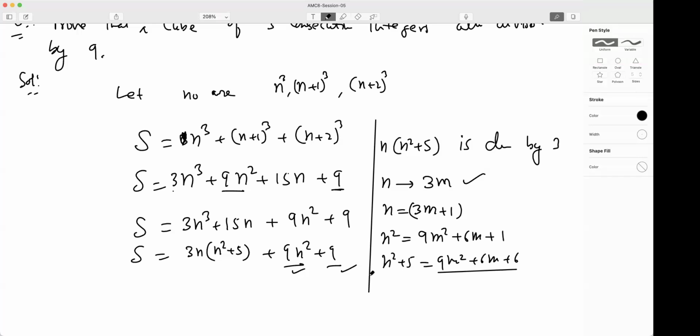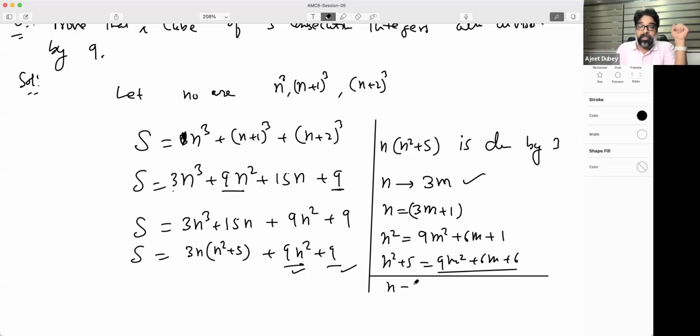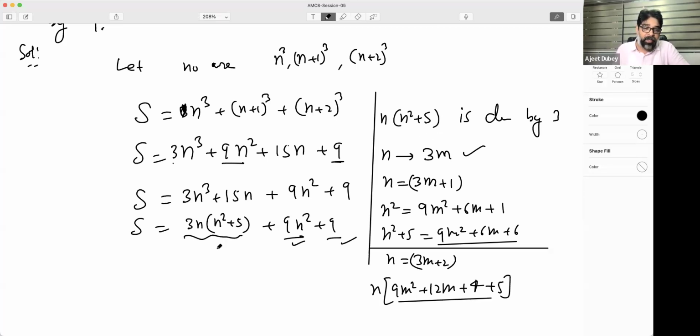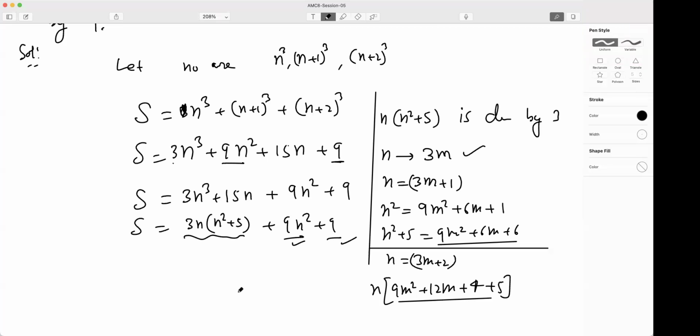Yes, sir. So the other possibility is n equal to 3m plus 2. If you put it here, 3m plus 2 whole square will be 9m square plus 12m plus 4, and plus 5 already there. So this again has 3 as one of the factors, so this will always be divisible by 3. So we can say this total will always be divisible by 9. Is everybody understood? Yes, sir.